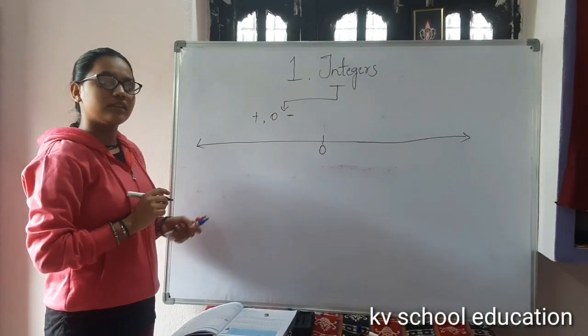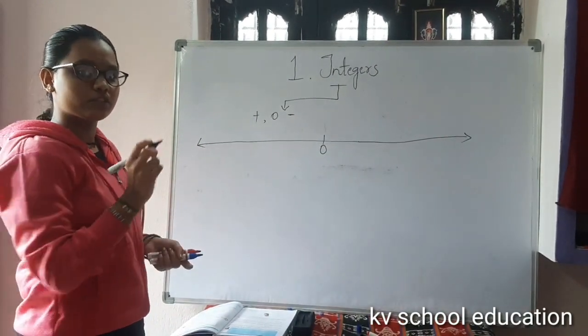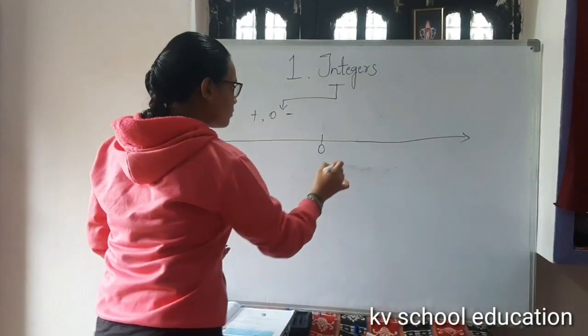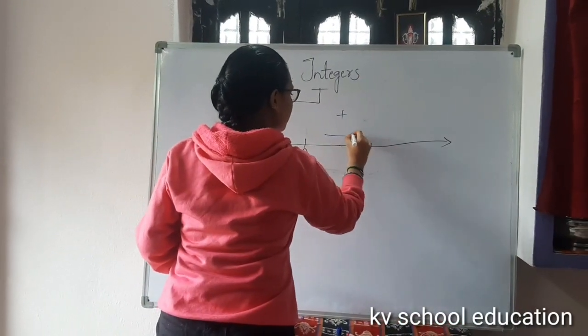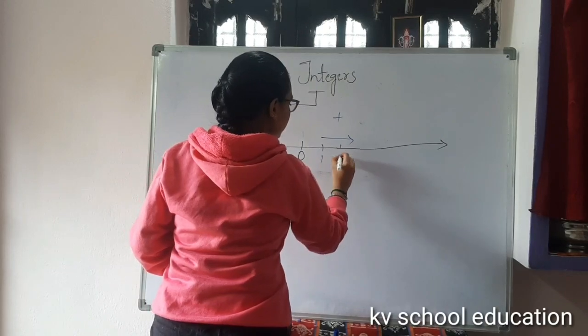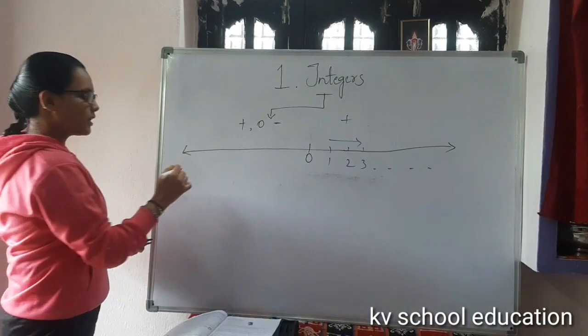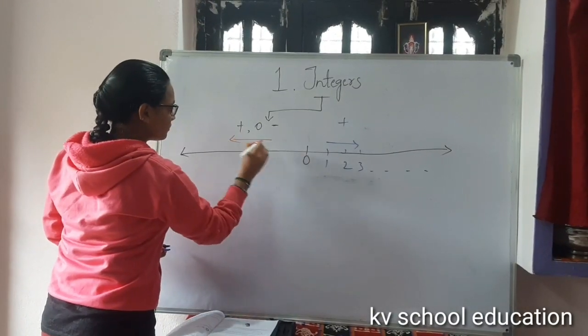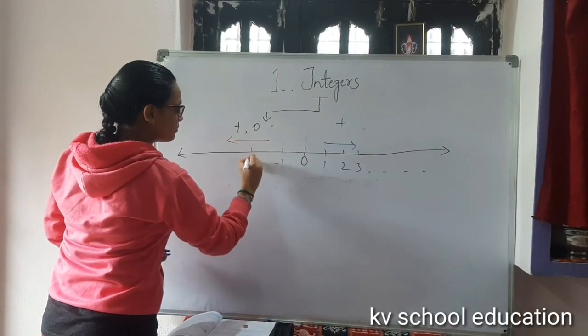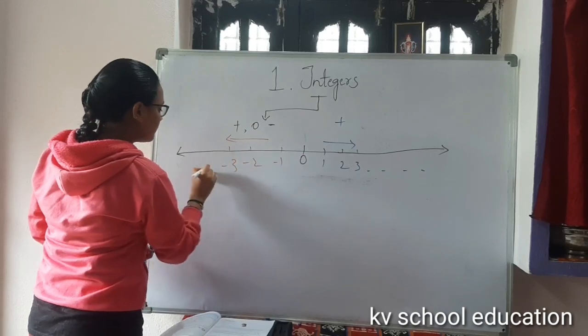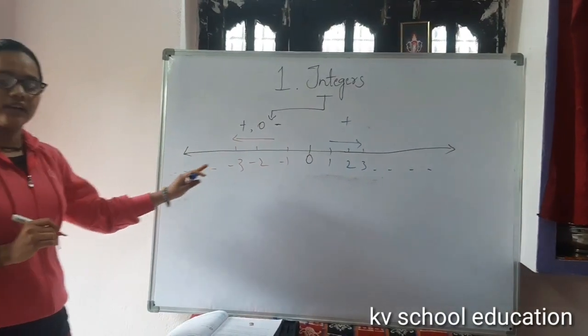We may have a doubt about where the positive numbers and the negative numbers should be. Positive numbers always come in this direction: 1, 2, 3 and so on. And negative numbers should come on the left hand side: -1, -2 and -3 and so on. This is the set of integers.